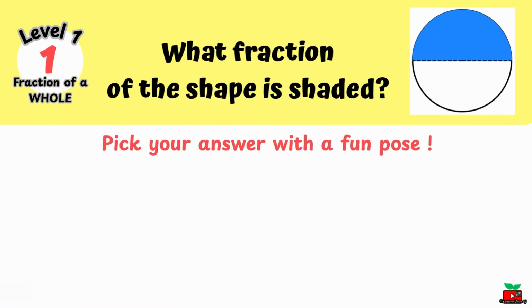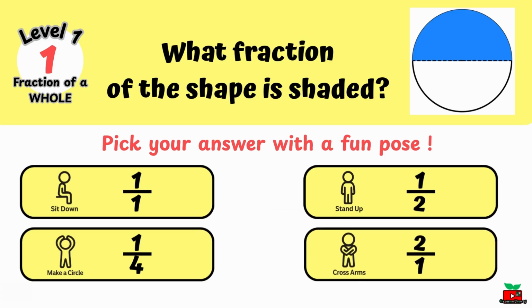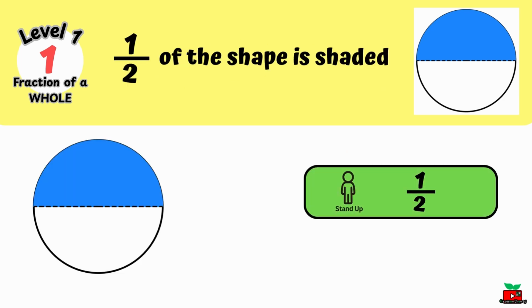What fractions of the shape is shaded? 1 over 1, 1 over 2, 1 over 4, or 2 over 1? One over 2. Half of the shape is shaded.